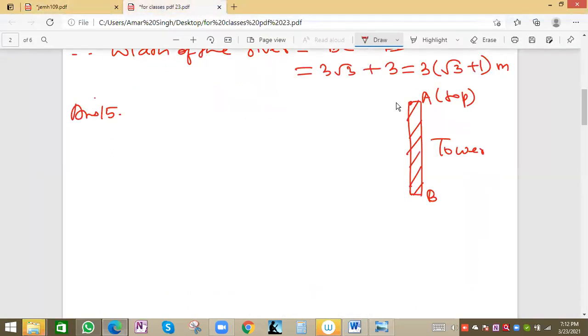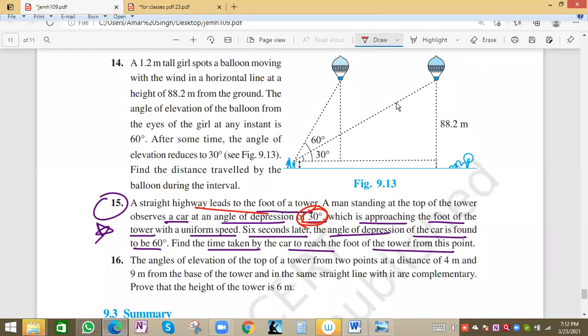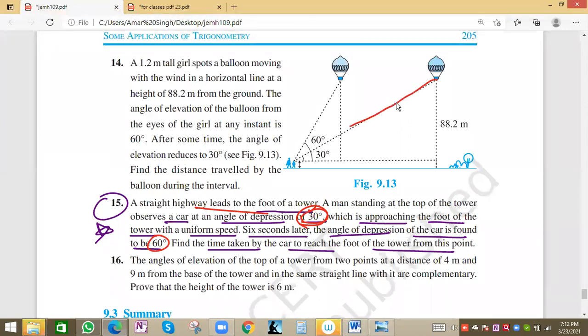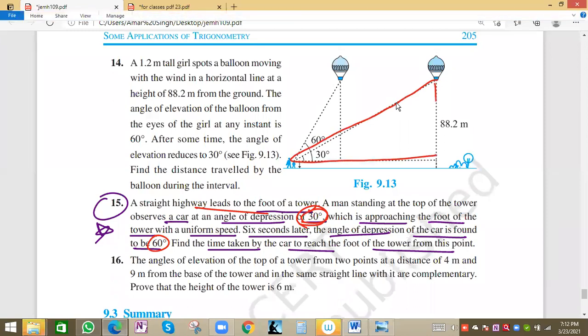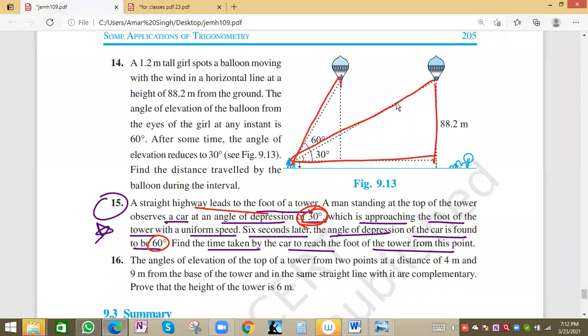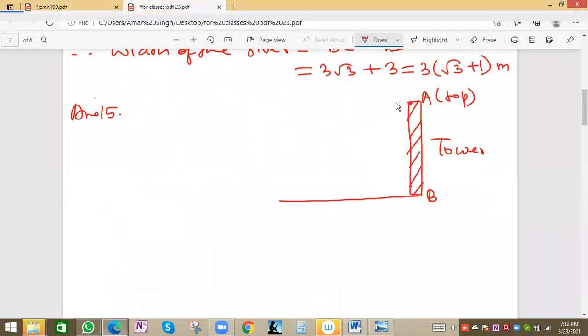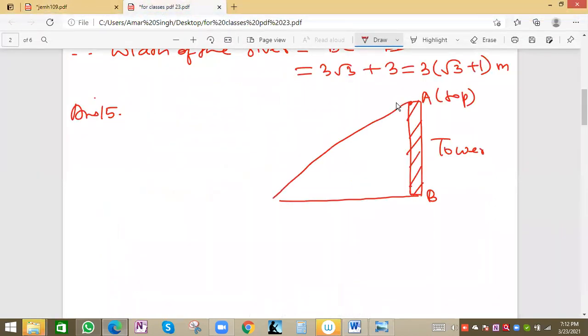Suppose a car. If you notice, the first angle is 30 degrees, then the angle is 60 degrees. So 30 degrees will be far away, and 60 degrees will be very near. Every time this concept repeats. So if 30 will be far away, let this angle be this one.